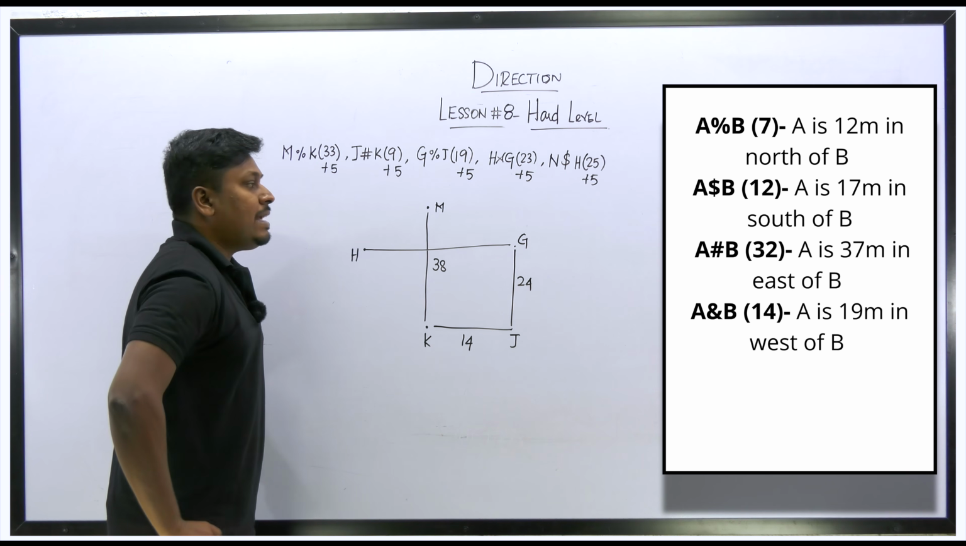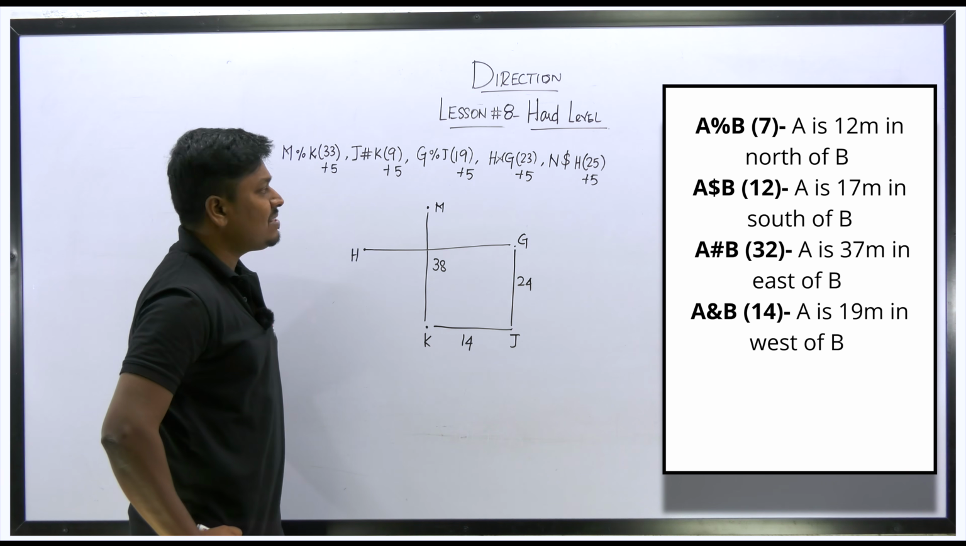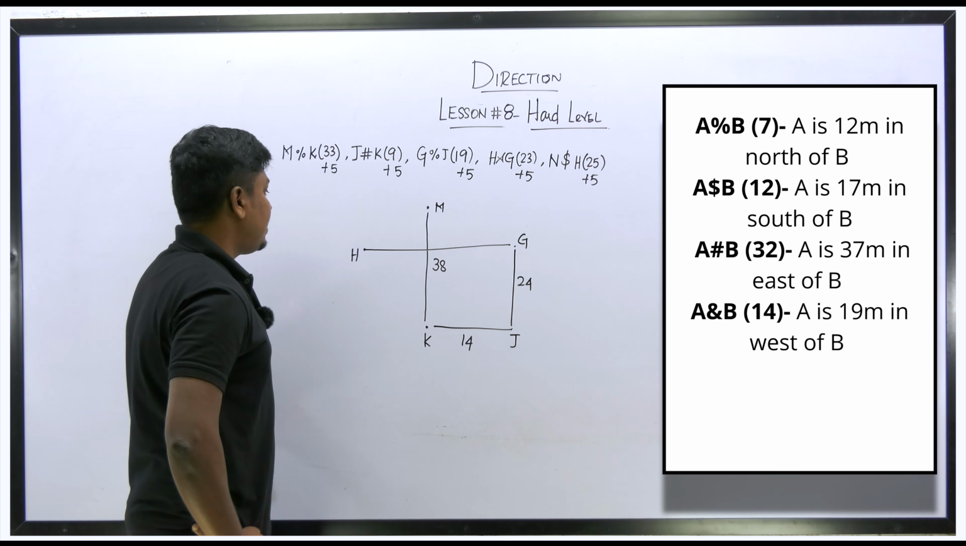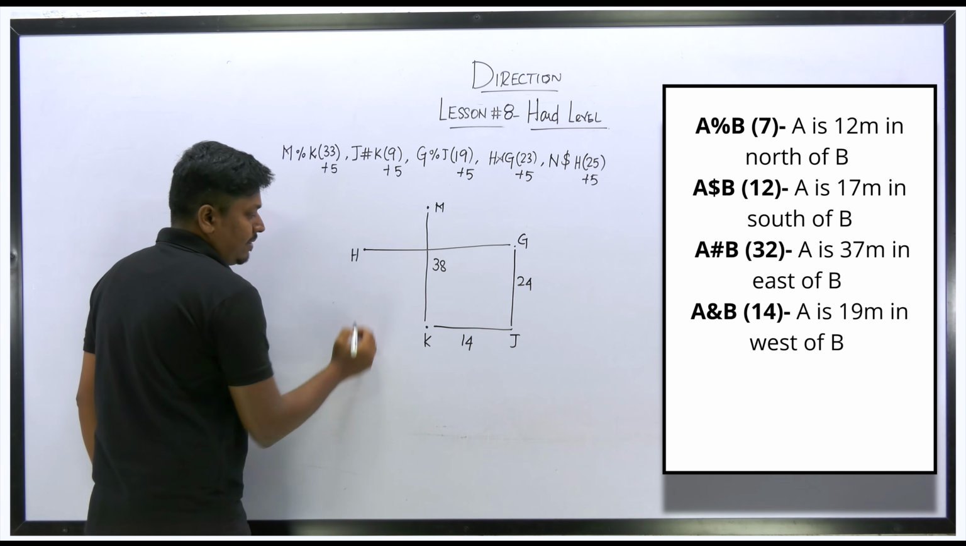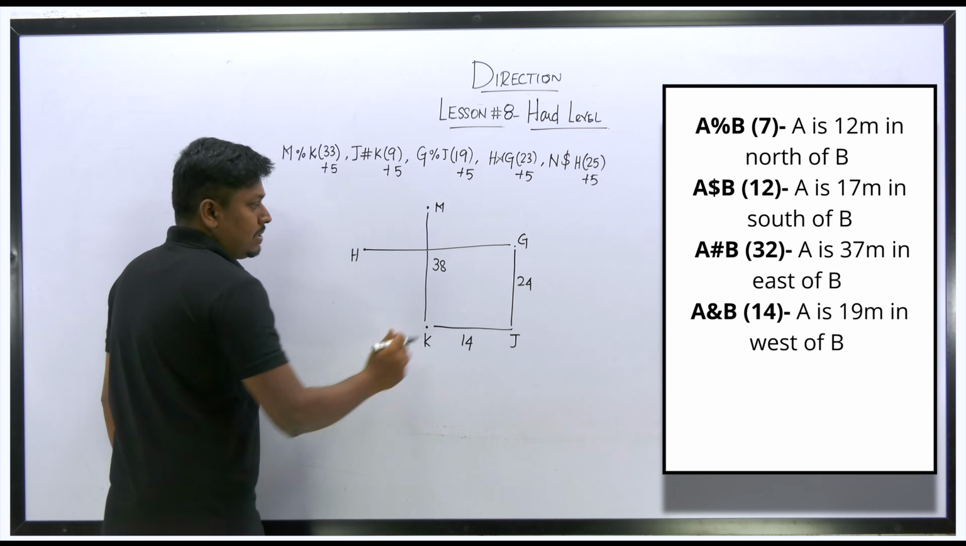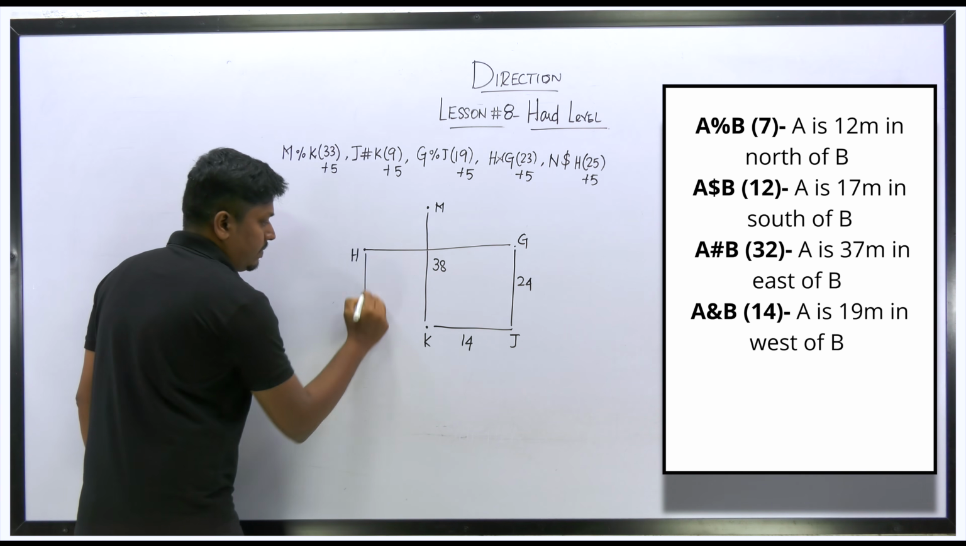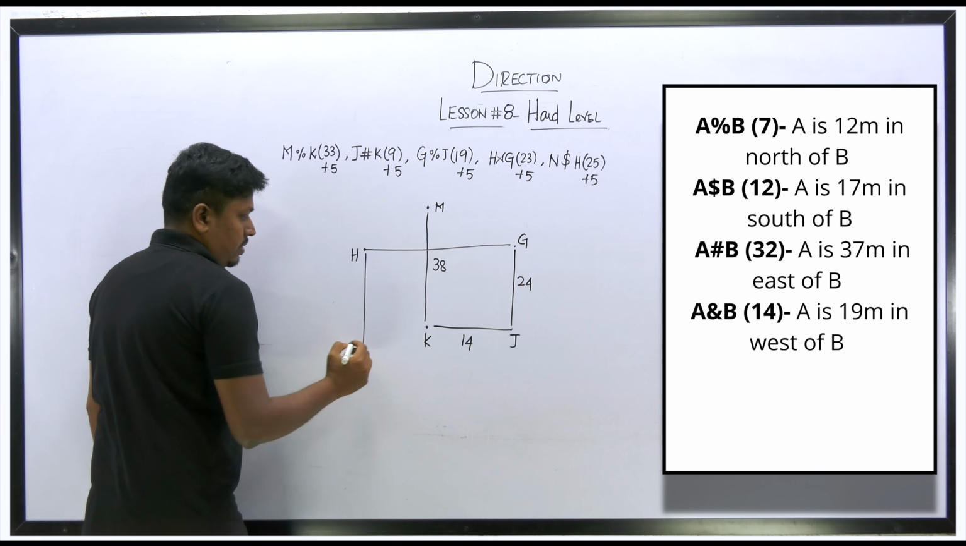So the last point, N $H. So dollar will be the southern side. So H southern side will be N at a distance of 30, right? This is only 24, so 30 will be somewhere around this point. So we can say that.